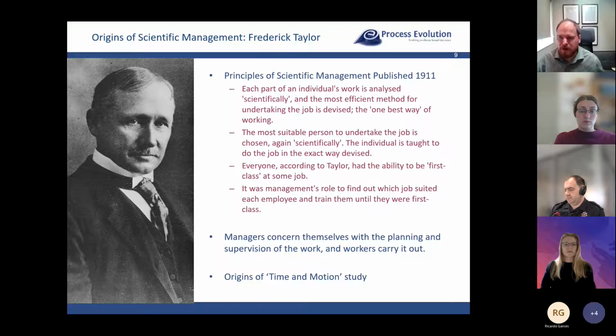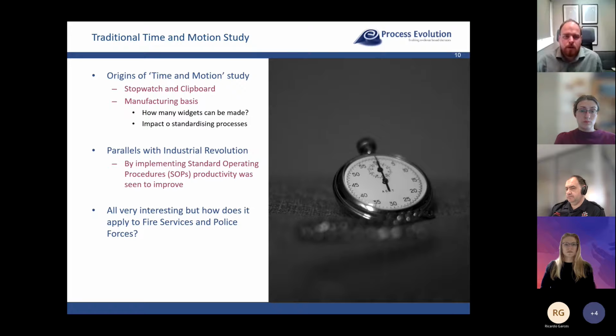So one of the things we want to do is, right, how do we apply this to policing and fire? Effectively, with time and motion study, you might have seen people walking through manufacturing, so factories, with a stopwatch and a clipboard. How many widgets can we make? What was the impact of standardizing processes? So those ideas of, can I time any process that we're doing, and can I do it faster or make sure that it's done in the most efficient way?